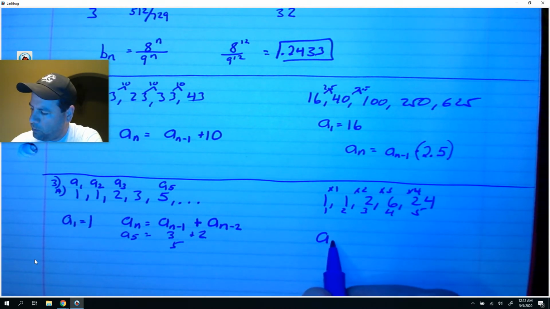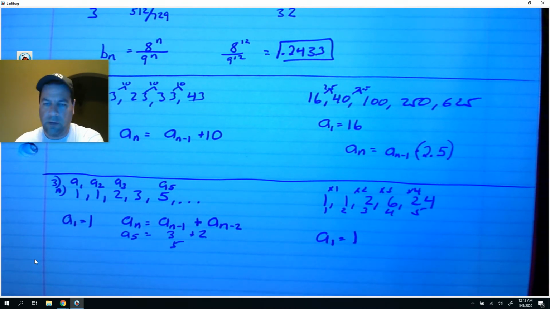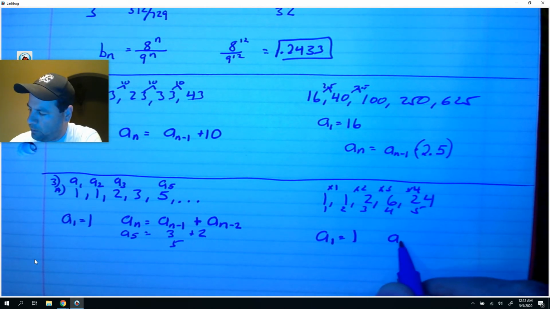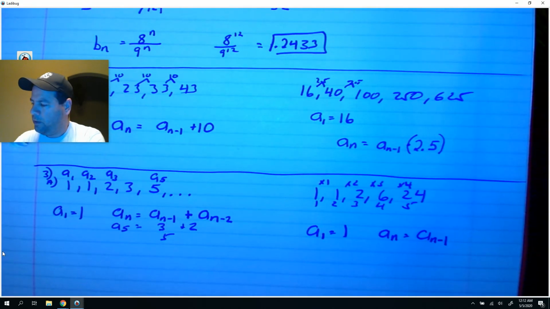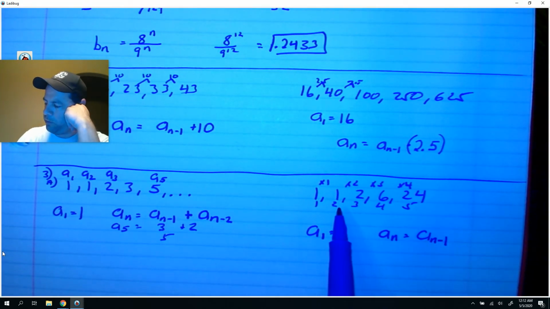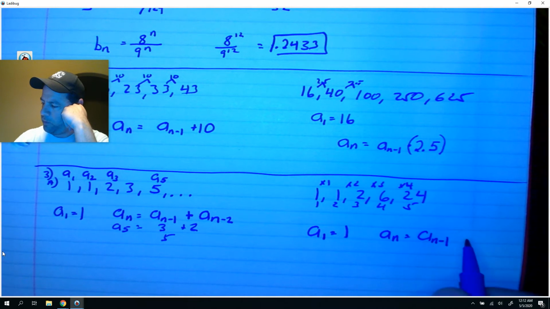So here we go. A sub 1 equals 1. Again, you always have to do that. A sub n equals a sub n minus 1. That's the previous term. So what do we do to the previous term? Well, the previous term, we multiply it times.